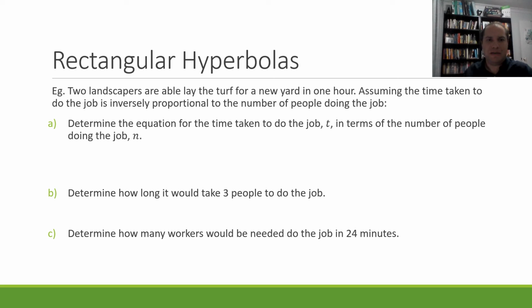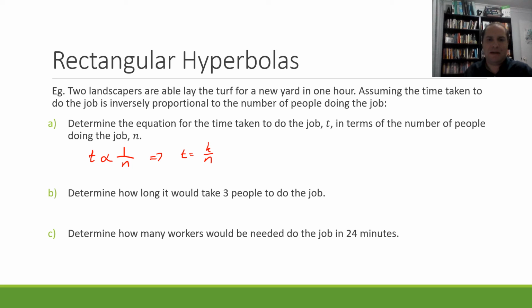Alright, so let's do a quick example. Two landscapers are able to lay turf for a new yard in 1 hour. Assuming the time taken to do the job is inversely proportional to the number of people doing the job, determine the equation for the time taken to do the job in terms of the number of people. So we're told that it's inversely proportional. Let's call the number of people n. Turning that into an equation, T equals k over n.